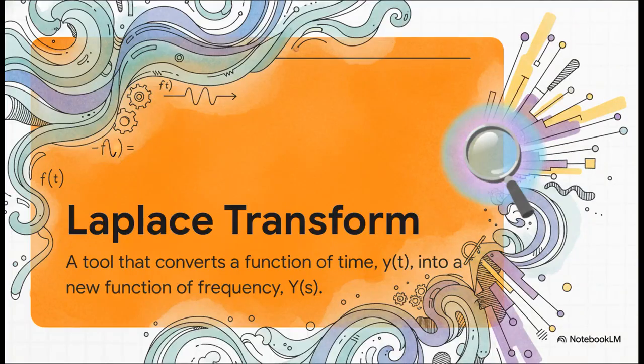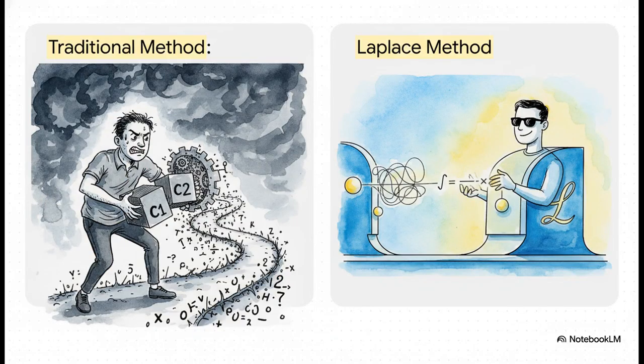So, what is this thing exactly? Well, the formal definition says it's an integral transform. It takes a function in what we call the time domain, f of t, and it converts it into a totally new function in the frequency domain, which we call F of s. But here's a much simpler way to think about it. The Laplace transform is basically like a universal translator. It takes a really difficult calculus problem and translates it into a much, much easier algebra problem.